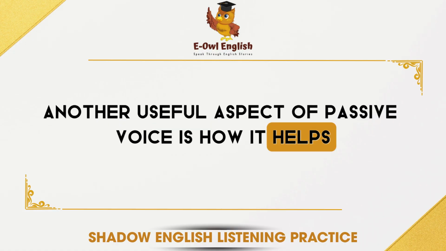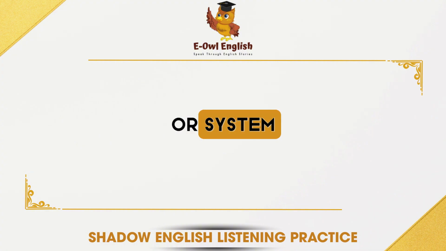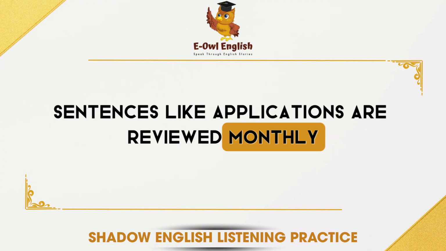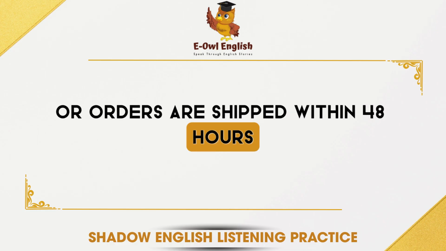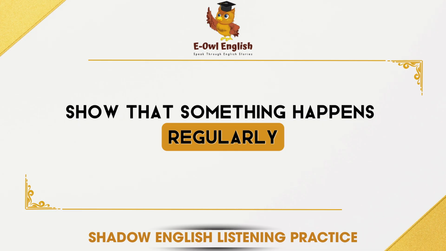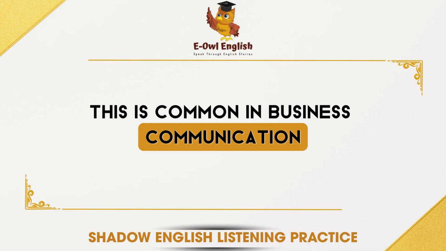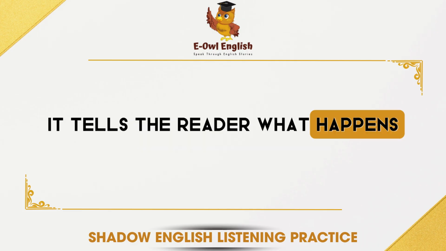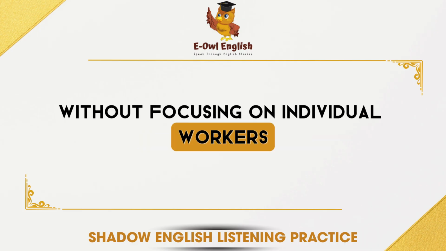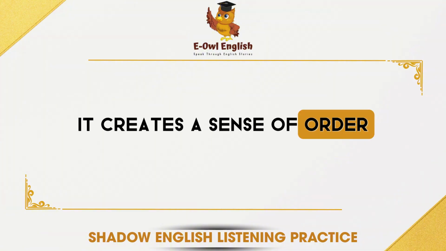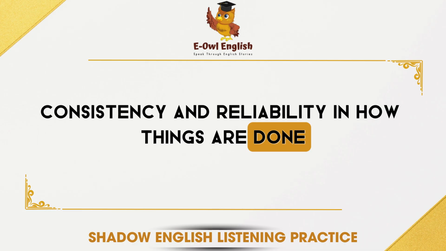Another useful aspect of passive voice is how it helps create a sense of process or system. Sentences like "applications are reviewed monthly" or "orders are shipped within 48 hours" show that something happens regularly. This is common in business communication. It tells the reader what happens without focusing on individual workers. It creates a sense of order, consistency, and reliability in how things are done.